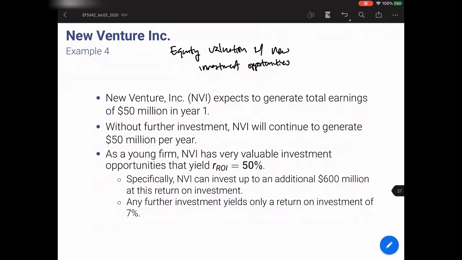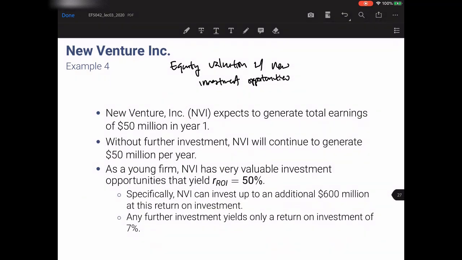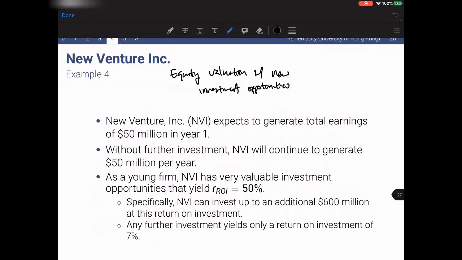So New Ventures Incorporated expects to generate total earnings of $50 million in year 1. Okay, so at the end of year 1, it will generate total earnings or net income equal to $50 million. If there is no further investment, we assume that NVI will continue to generate $50 million a year. Okay, so there's a hidden, again, as I mentioned earlier, there is a hidden assumption here. This implies that the change in EPS must be due to investment.